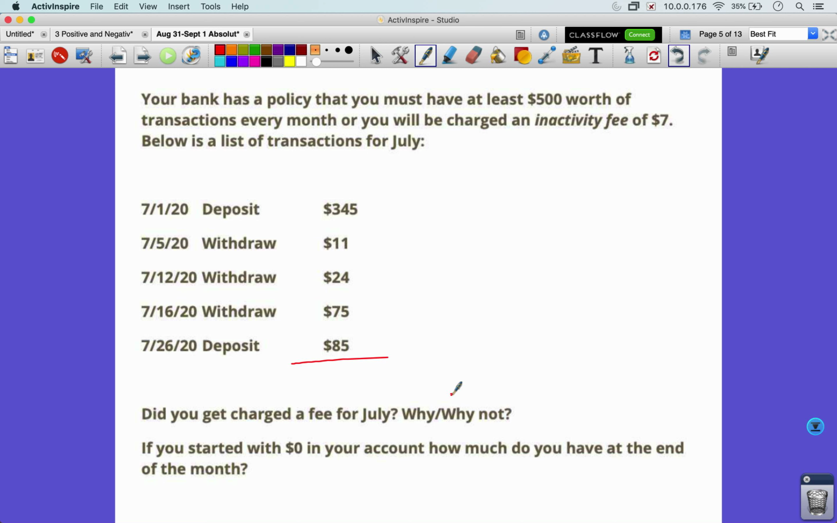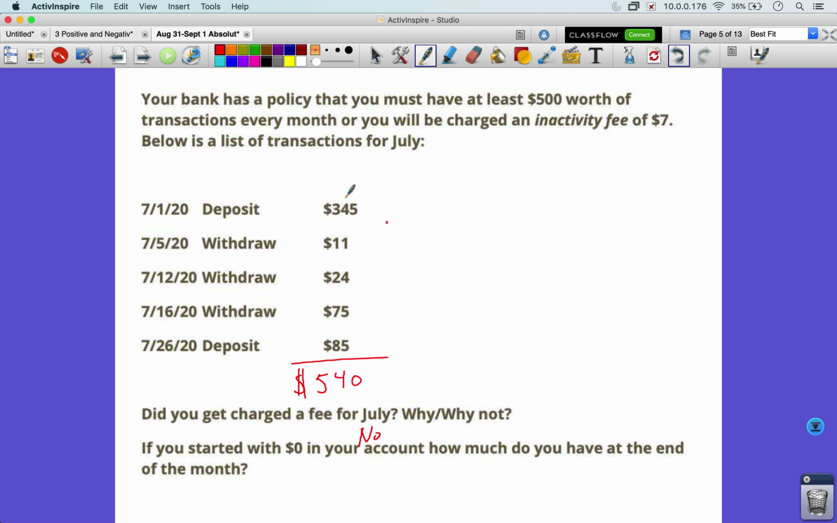Let me get my calculator out. So again, I treat all the numbers positive. 345 plus 11 plus 24 plus 75 plus 85. We get a total of $540 worth of transactions. So, did you get charged a fee for July?